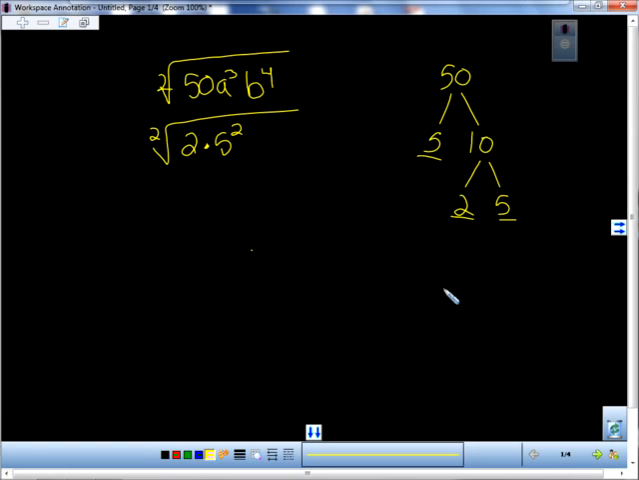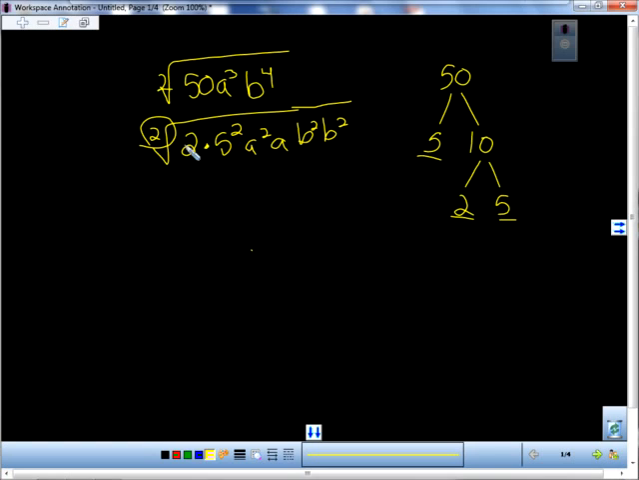Now I need to break my a cubed down. I need pairs. So how's a cubed going to be broken down? Elizabeth? Okay, a squared times a. What about b to the 4th? b squared and b squared. And if this is even, what significance does that have? What's it mean if we're taking the even root of a number or a term? Elizabeth? Okay, so we need the absolute value of each variable.